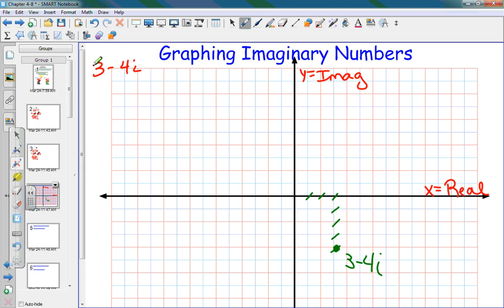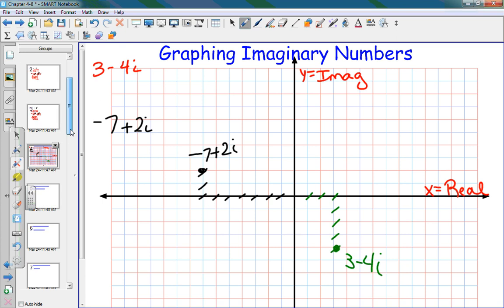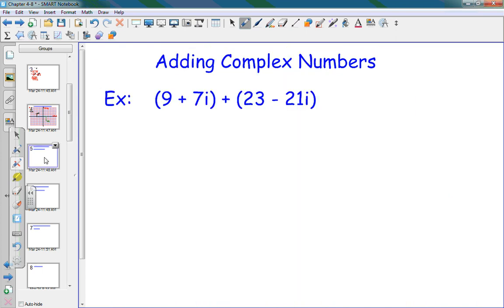If I have the point -7 plus 2i, that means I'm going to go over 7 units to the left on my real axis, 1, 2, 3, 4, 5, 6, 7, and then I'm going to go up 2 units to give me -7 plus 2i. Very easy concept, no problems graphing there. Well, now we know something about a complex number. Again, what's a complex number? If you said a plus bi, that's absolutely correct, because a is the real part and b is the imaginary part. Excellent.